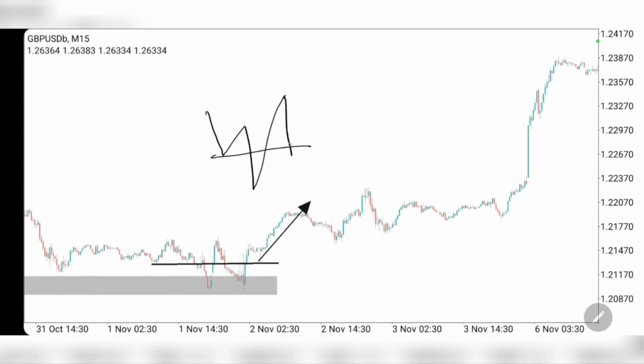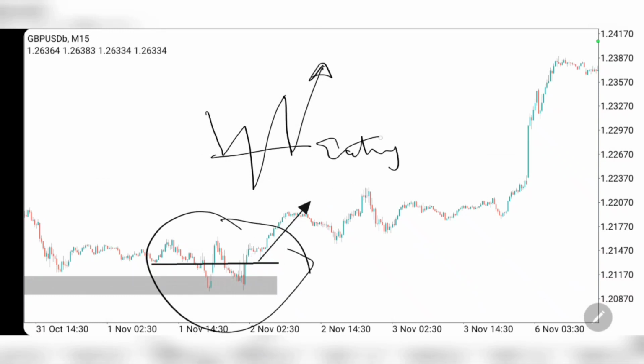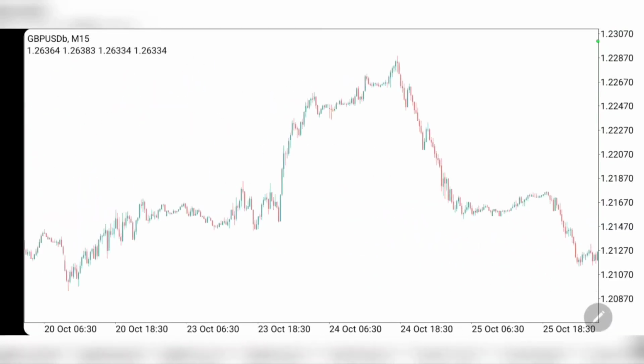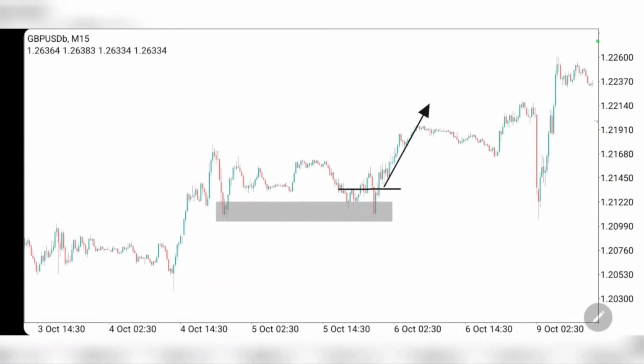This is the Quasimodo strategy. That is what happened right here. This is an entry method: entry and stop loss, TP1, TP2. All right, that is it. Let's see if we've got more here as well.